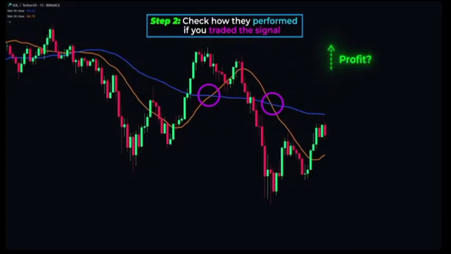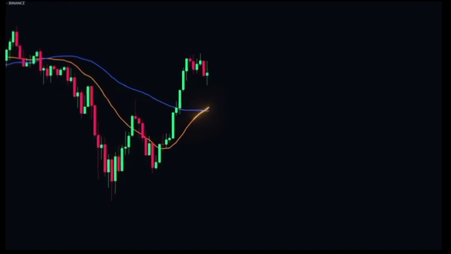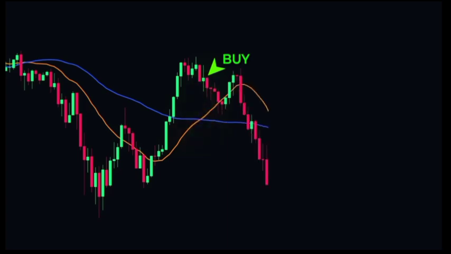Would you have made a profit or taken a loss? Let's start with the first crossover here, which was an upwards crossover, meaning we would have taken a buy or a long trade. But look at what happened after. Price instead reversed and dropped hard. If you had taken a buy trade there, you would have suffered a massive loss. So this crossover will be labeled as a failed crossover.